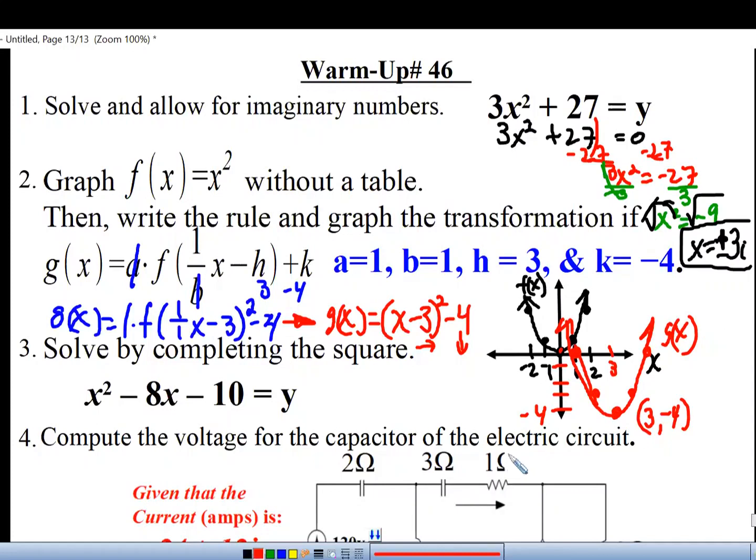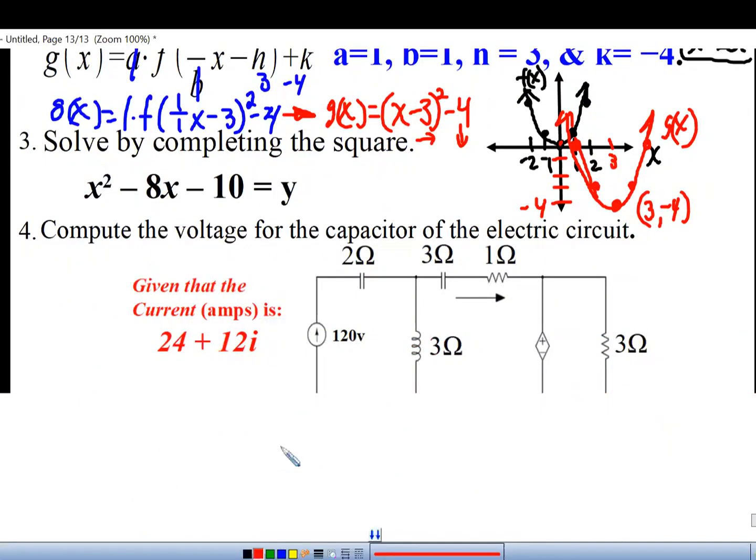All right, let's go to number 3. Number 3 says to solve by completing the square. I'm going to leave that up there for those of you that are finishing up, and I'm going to solve it right here by completing the square. So I'm going to take x squared minus 8x minus 10 and set it equal to 0. So we got x squared minus 8x minus 10 equal to 0.